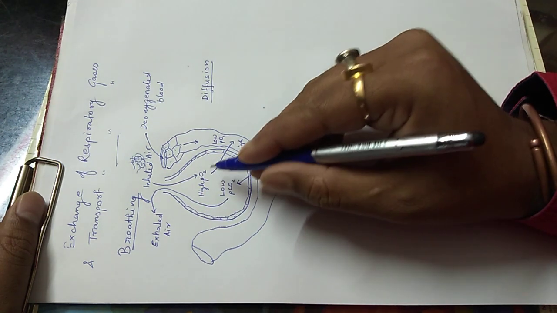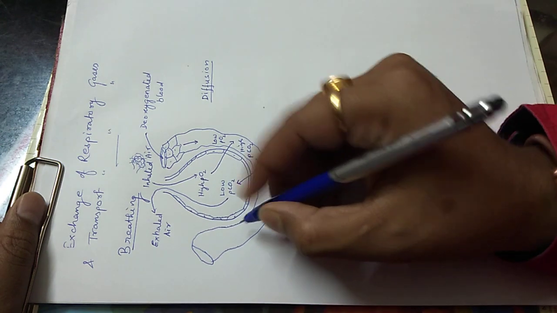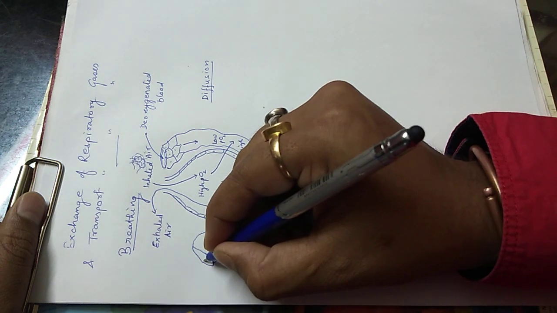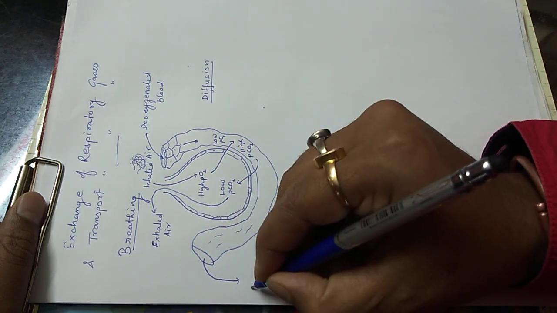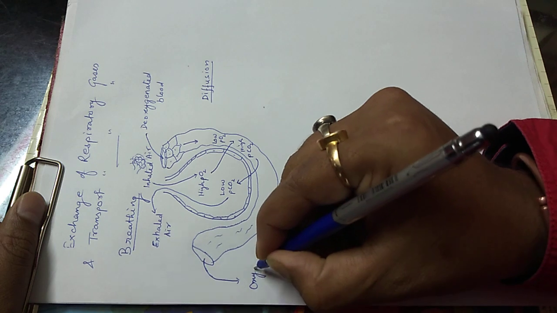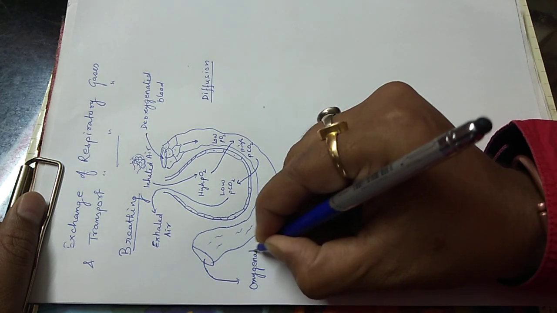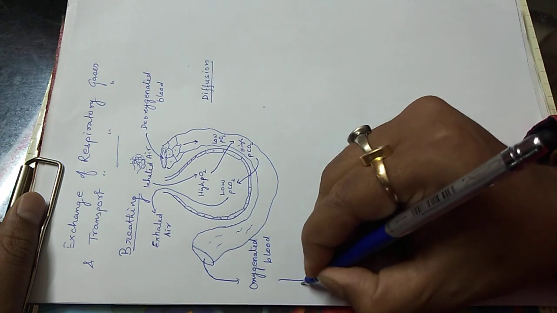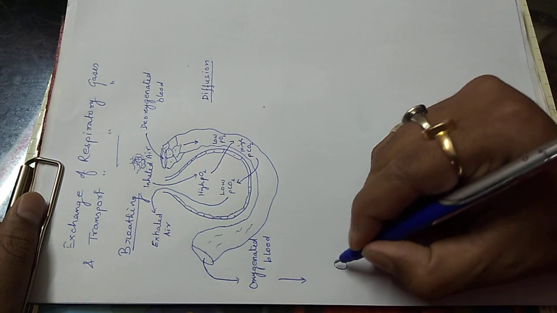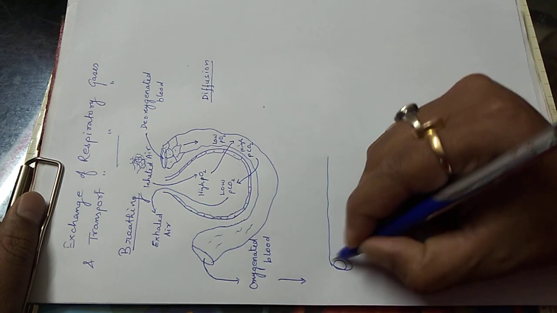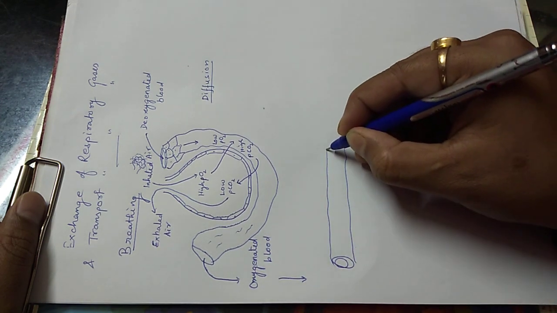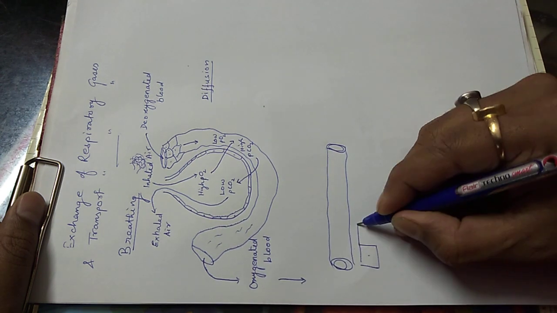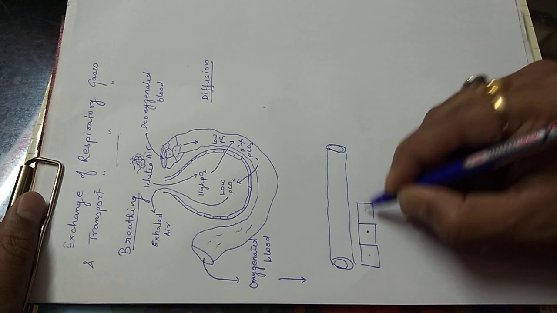Now that the oxygen has diffused in, the blood has got enriched with oxygen. So now the blood has become oxygenated. This is your oxygenated blood. This oxygenated blood will go near the body cells, and it will take the oxygen to the cells.